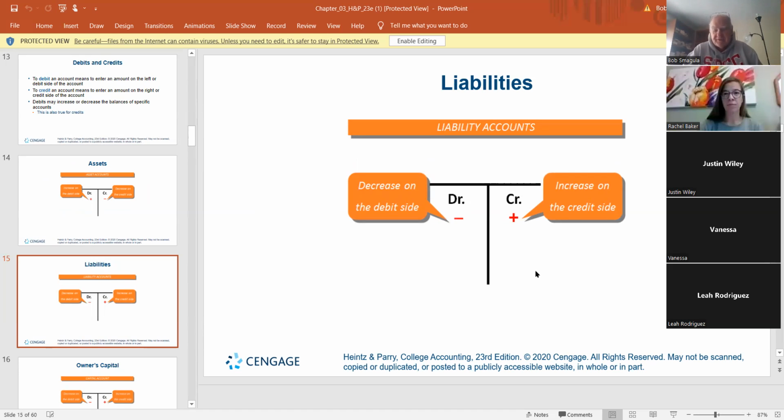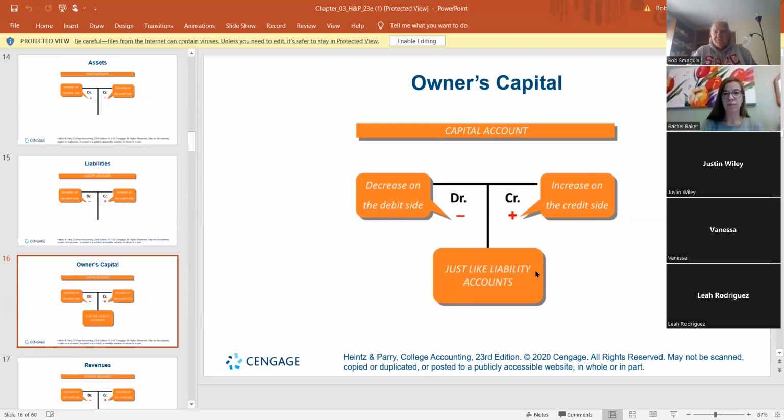Assets equal liabilities plus equity. Look at your liabilities: your accounts payable, your notes payable, your rent payable, taxes payable, interest payable. All those different liabilities increase on the credit side. So the normal balance, and that's an accounting term, the normal balance of a liability is a credit. Owner's capital or owner's equity, or the net worth of the business, increases on the credit side.